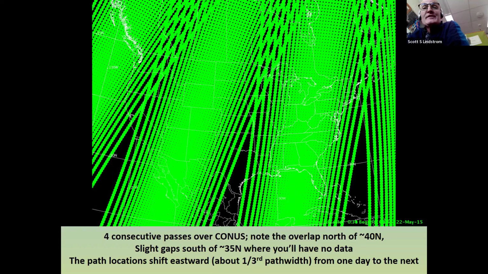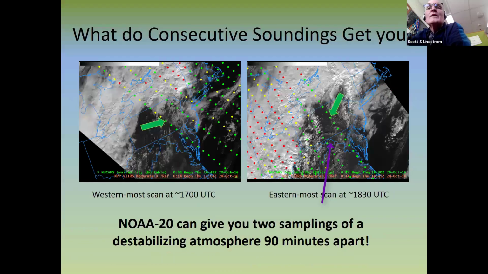Each day, there are 4 consecutive passes over CONUS. There's an overlap, typically north of 40 north. There are slight gaps south of 35 north, where you'll get no data for that particular 12 hours. The path locations shift eastward about 1/3 of the path width from one day to the next. So this image that's centered over Georgia on this particular day, the following day it would be centered maybe over eastern North Carolina.